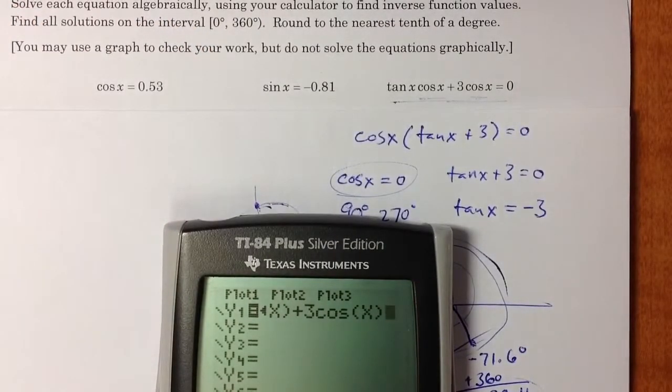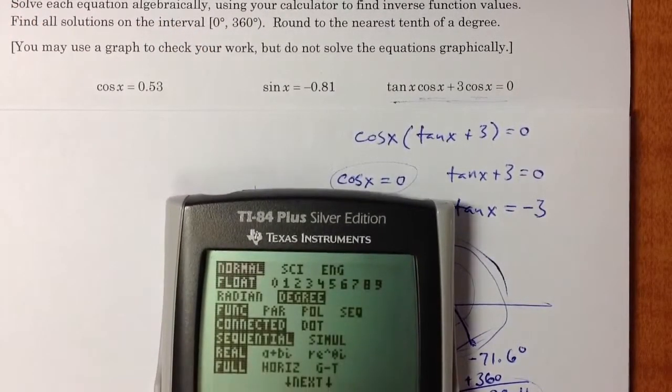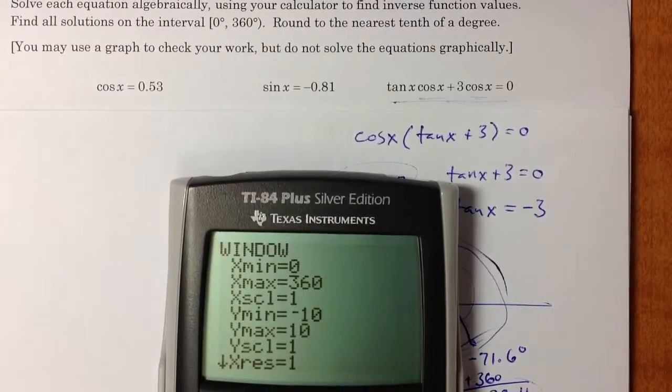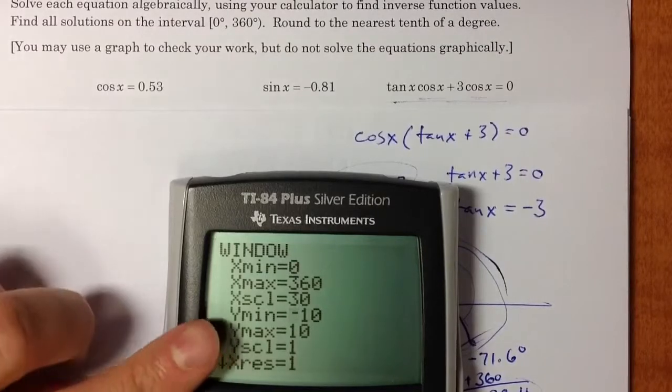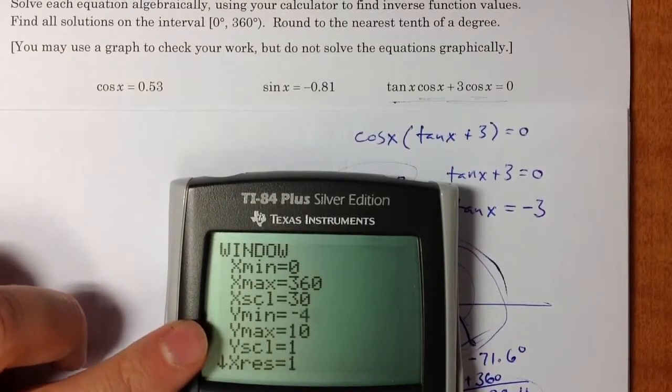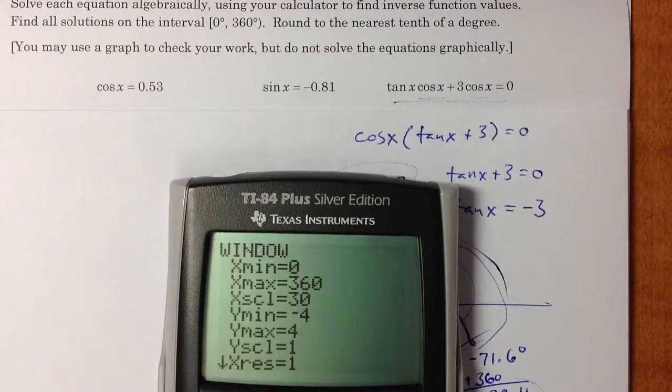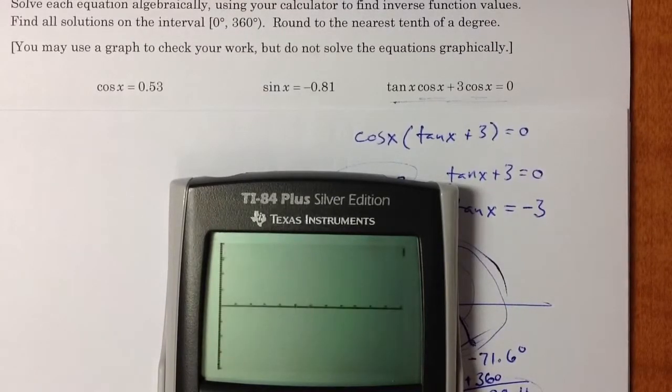Before I look at the graph, I want to make sure I'm in the right mode. So we are still in degree mode. And then I want to go to my window and enter my limits for the x values to go from 0 to 360. Rather than counting up by 1 unit at a time, let's count by 30 degrees at a time. And then, because I'm really just interested in what's happening at the x-axis, we can make the y values go from negative 4 to 4. That'll give us a slightly closer up picture of the x-axis. So let's look at that graph and see what we end up with.